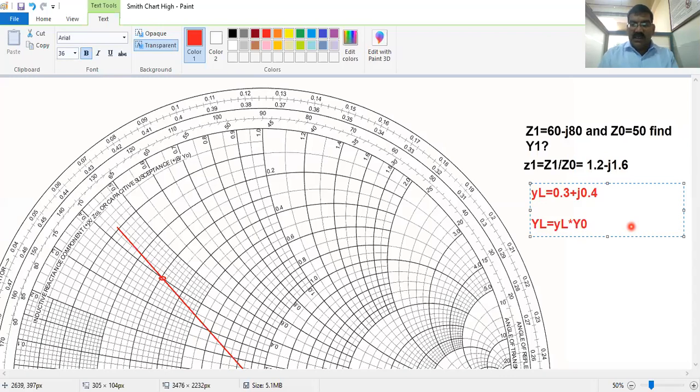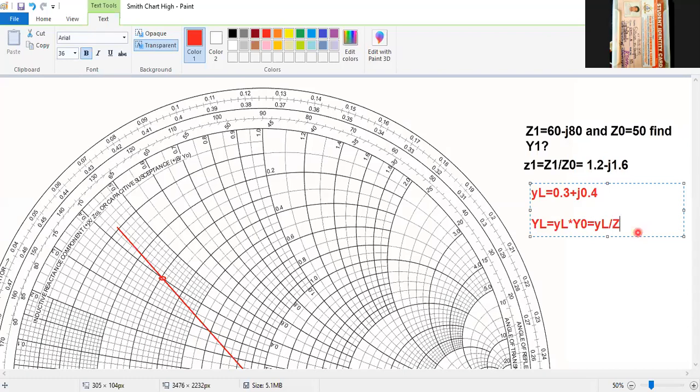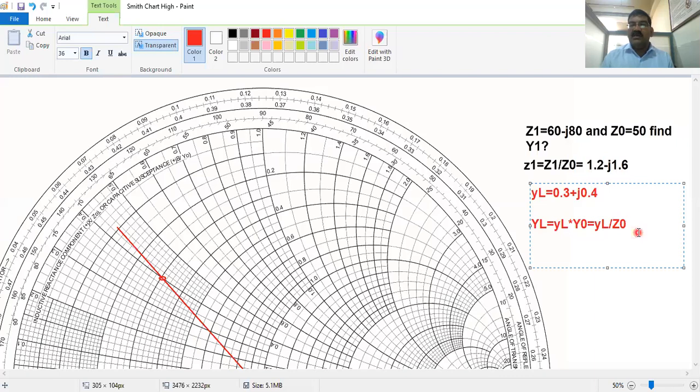Instead of this, I have the Z0 value directly. You can convert Z0 to Y0 and multiply. That is one thing. Or for simple understanding, instead of multiplying YL by Y0, I can divide it by Z0, because Z0 and Y0 are inverse of each other. So whatever this small yl is, divide by Z0. What will your capital YL be?